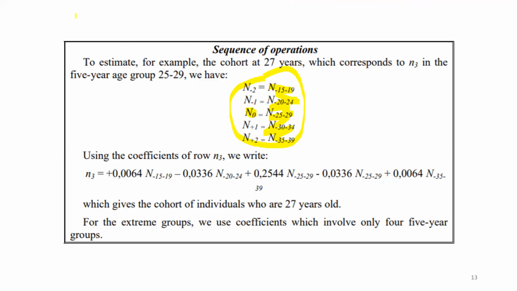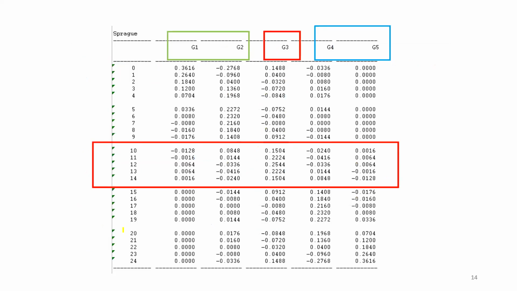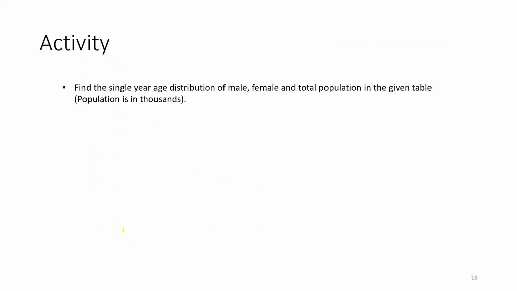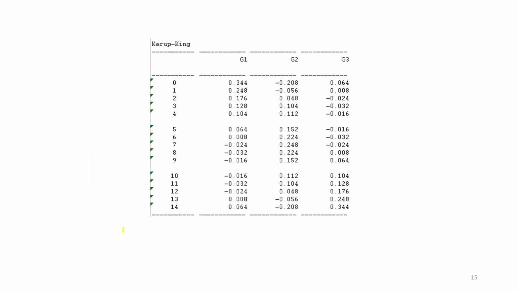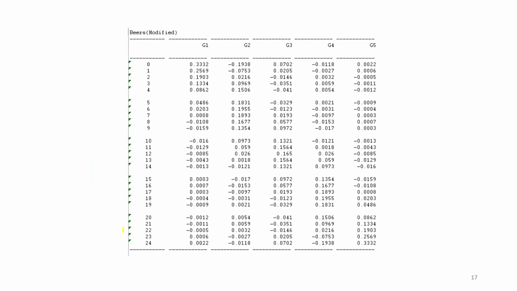Okay, then let's see this one. We need to multiply our table values by these age values. That's the only thing we are doing here. But it is somewhat confusing. Sometimes it may be confusing, but I think you will catch it well. Which gives the cohort of individuals who are 27 years old. Okay, forget about these things. Now I'm going to do the calculation. So I will introduce only this one, a Sprague multiplier. Then you can practice these things also.